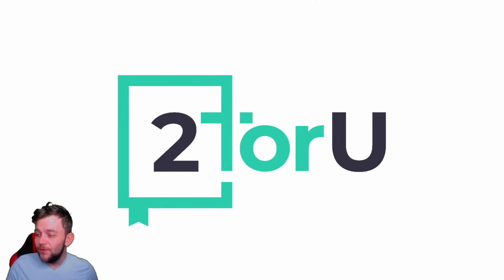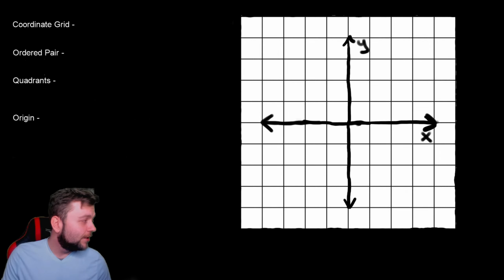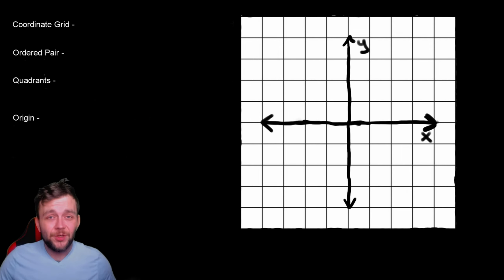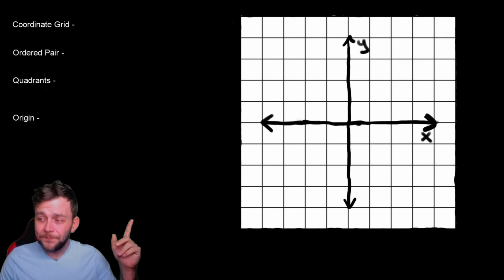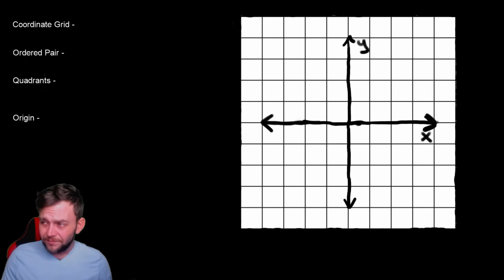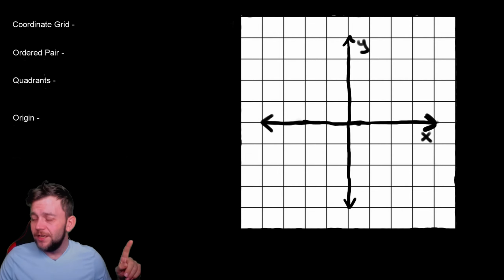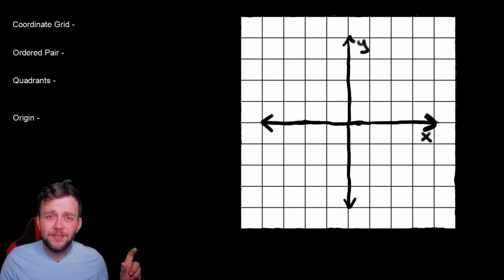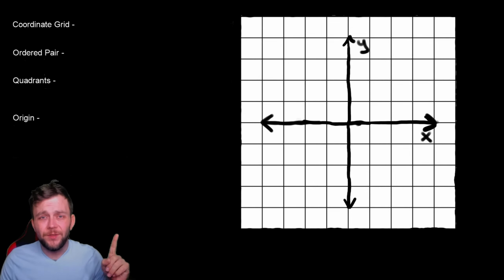So let's move on to the actual slide here. There we go. So we have our first set of definitions. As you can tell, we have our grid, the coordinate grid. And there are two lines on our grid: the x-axis and the y-axis. The x-axis goes horizontal, and the y-axis goes vertical.